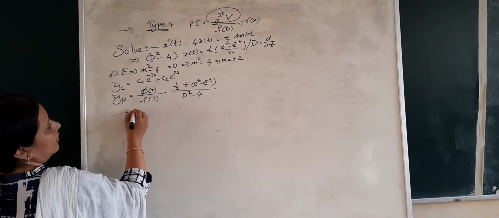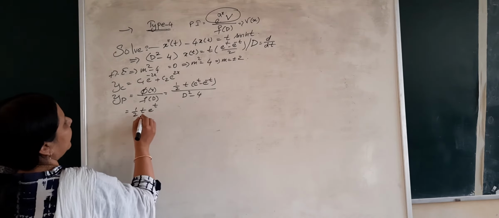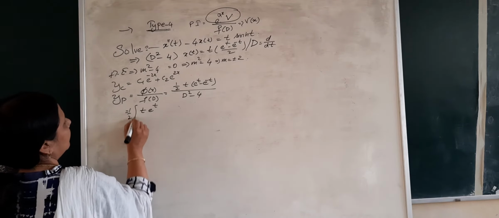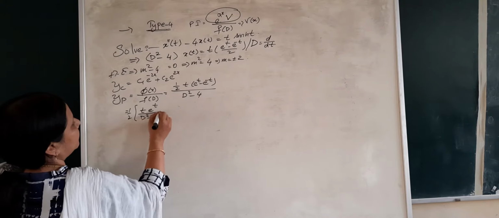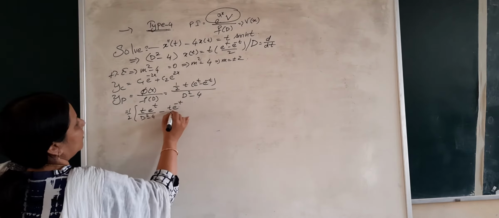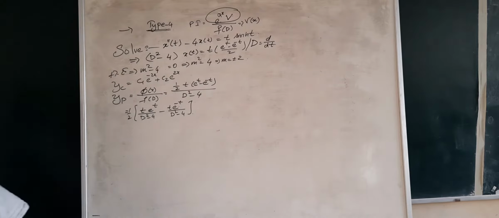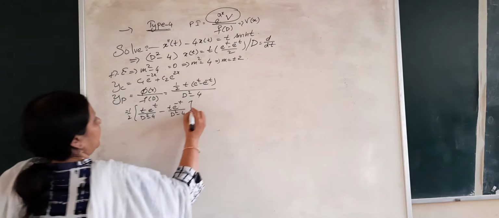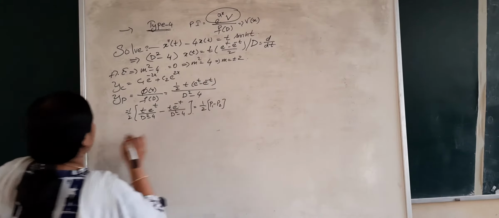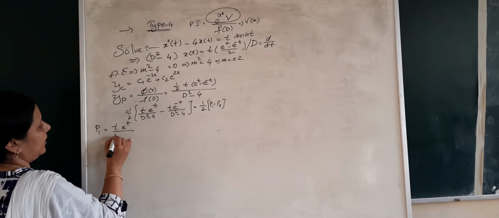So the first part is 1 by 2 t e to the power t divided by d square minus 4, where the 1 by 2 can be written outside. Again, the second part is minus e to the power minus t times t, the whole divided by d square minus 4. So we can consider it as t1 and t2 and solve them separately.